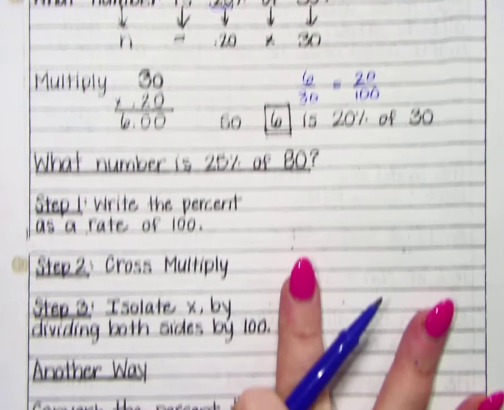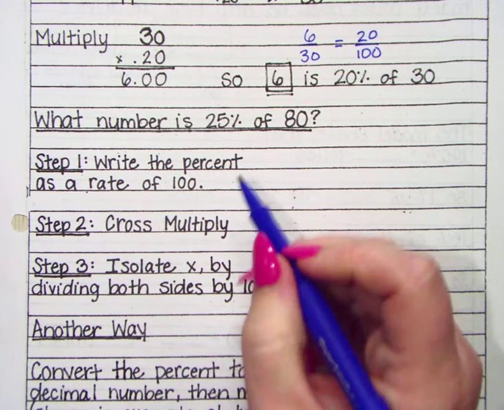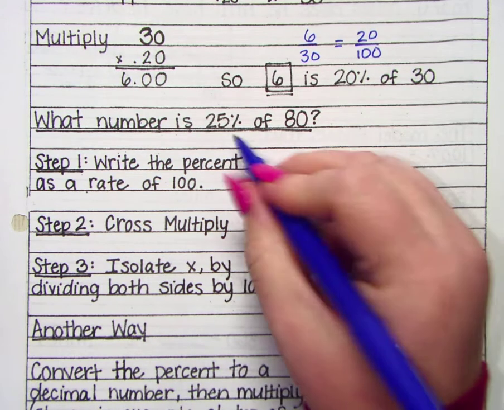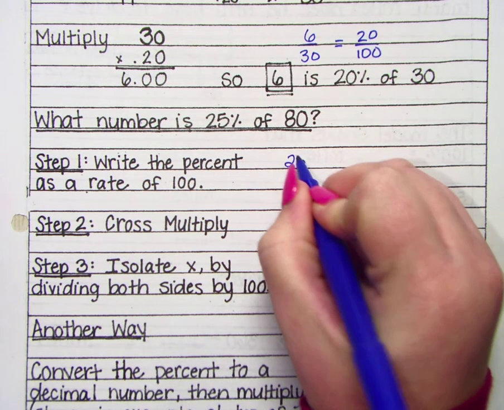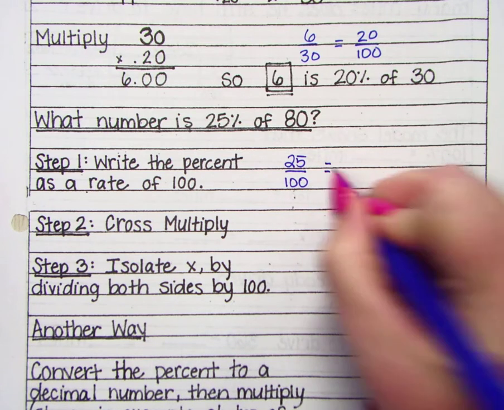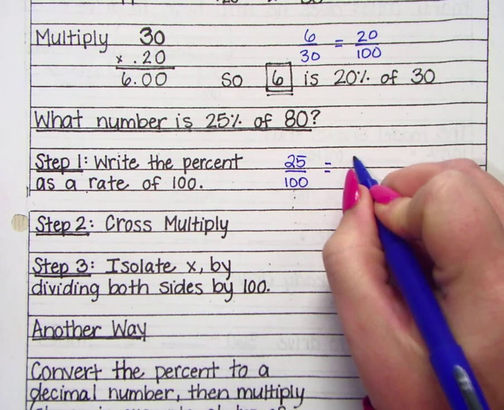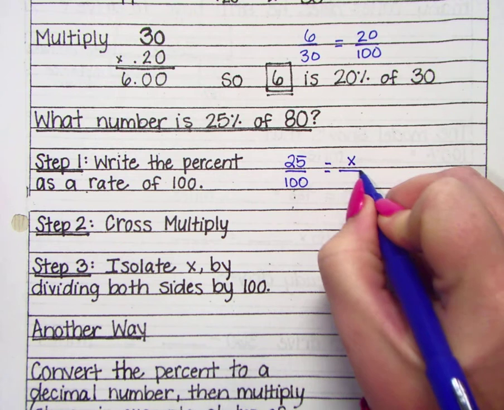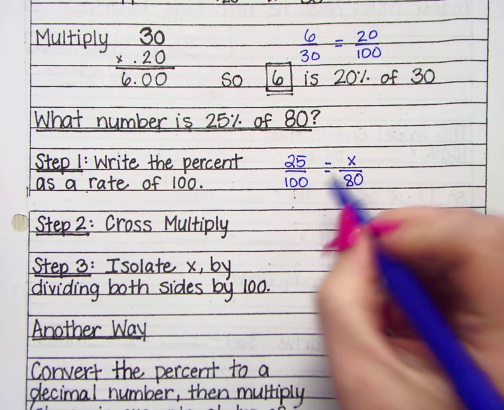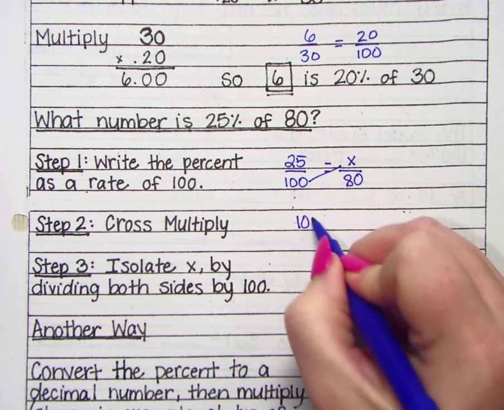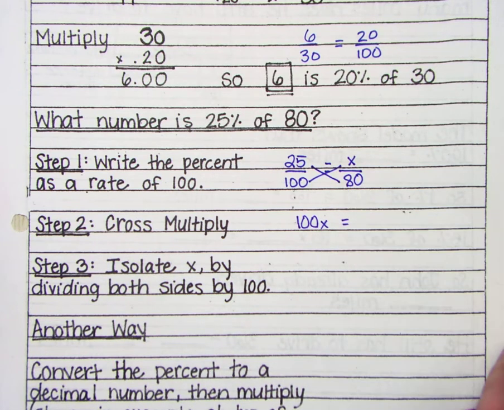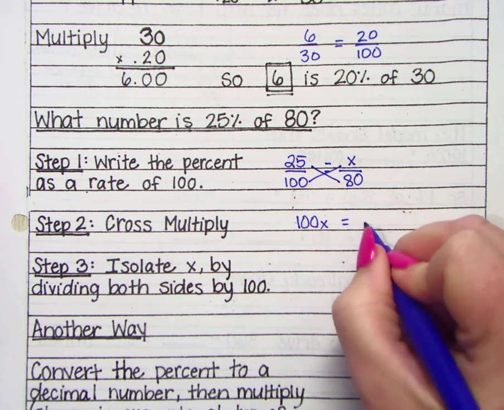So now let's try one step by step. What number is 25% of 80? First step, we want to write that percent as a rate of 100. So 25 out of 100. And then we're going to cross multiply. So we're going to set this up as being equal to some number, x, out of 80. So cross multiply, we want to do 100 times x, which would be 100x, is equal to 80 times 25. 80 times 25 is 2,000.